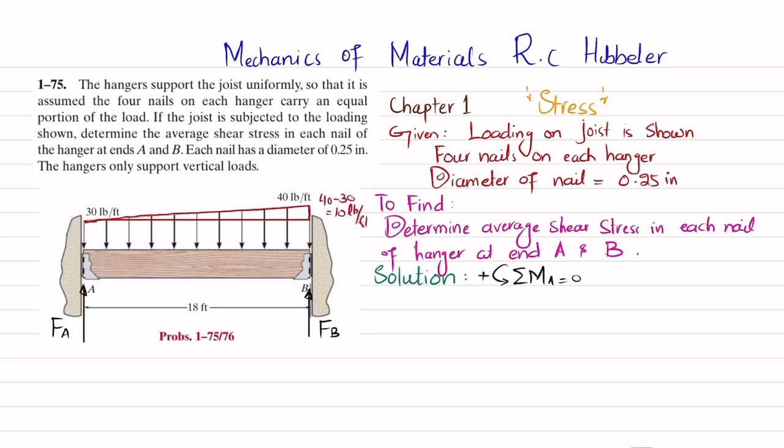Clear? So what if we convert this uniformly distributed load into a point load? It will be equal to this 30 multiplied by the length over which it acts. So 30 into 18, which will be equal to 540 pounds.